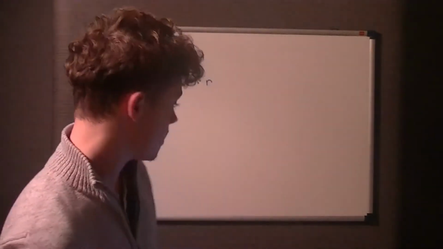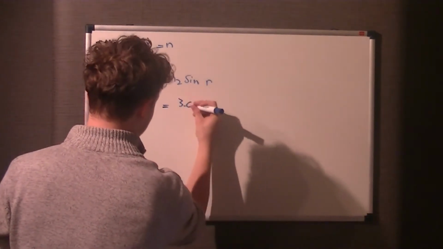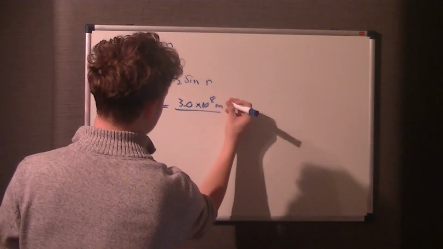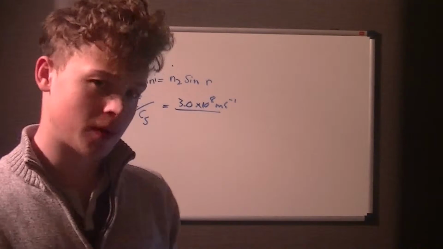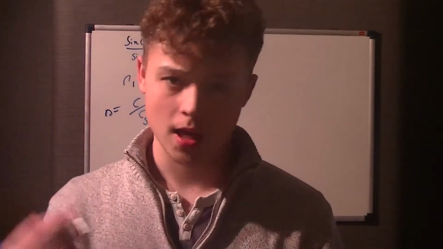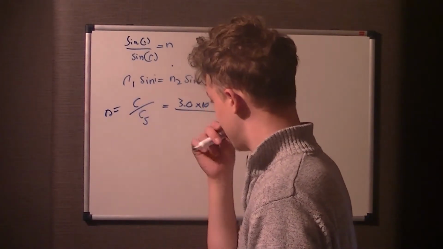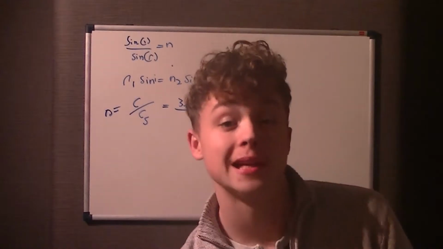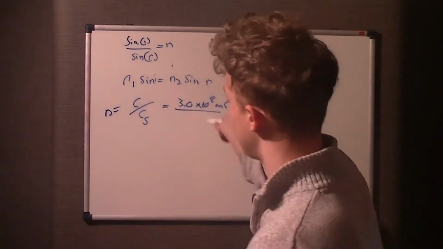Anyway, it's 3 times 10 to the 8 meters per second. That is what we call a constant. You probably already know that, but I do so: 3 times 10 to the 8 meters per second. cs now, that varies because that's the speed of light in the material that you're measuring. Let's say it's going from air to glass; that'll be the speed of light in glass.